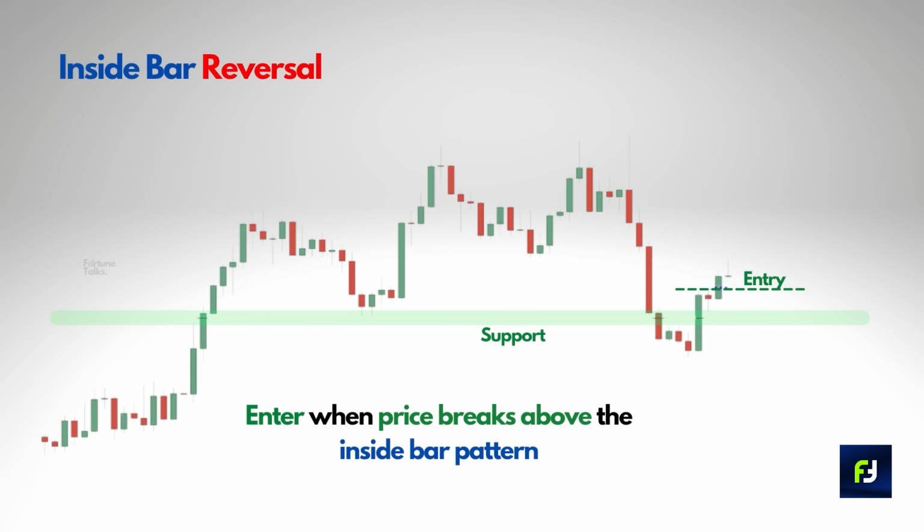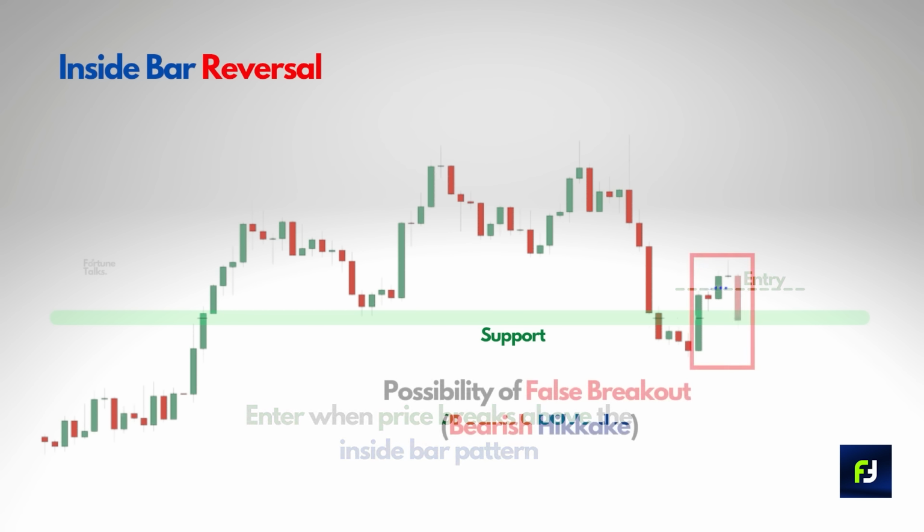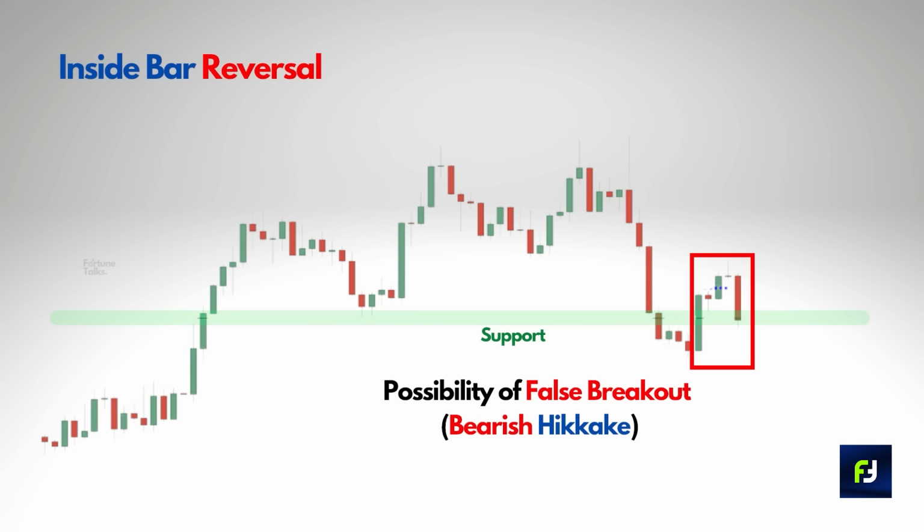This is exactly when you can enter a long position, that is, when the price breaks out of the inside bar. This particular approach will let you enter the trade as the price moves in your favor. But on the downside, there is a possibility of a false breakout due to a bearish Hikake pattern, as we have learned earlier. You can avoid this trap by taking a more conservative approach.